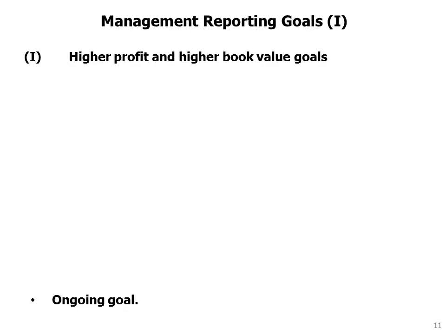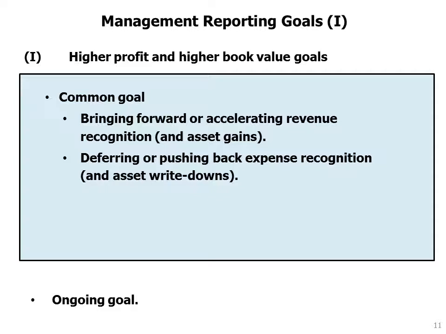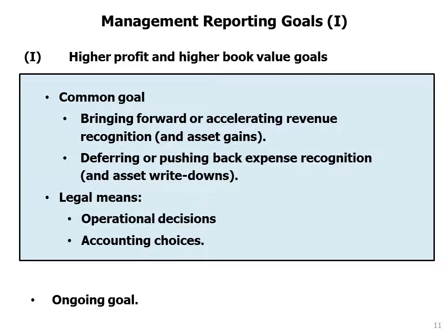And this is probably the most common and ongoing goal. And in order to achieve this, there are really two ways, or a combination. The first is to bring forward or accelerate revenue recognition, or to book gains from assets on asset sales. And that's on the income side. And on the expense side, to defer or push back expense recognition, and to defer writing down assets for as long as possible. Both of those will act to help increase profits and increase book value. And there are legal means to do this through operational decisions and accounting choices.